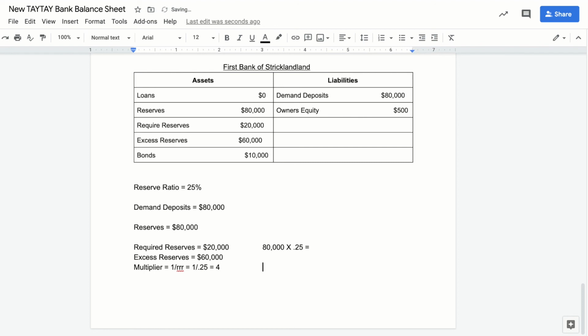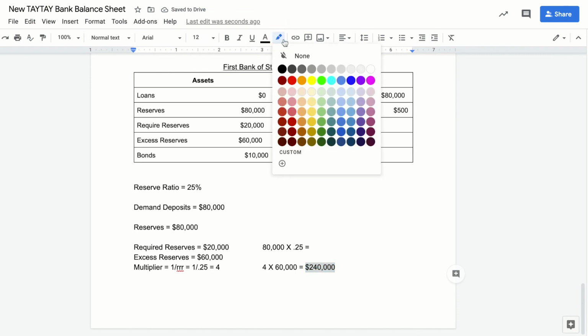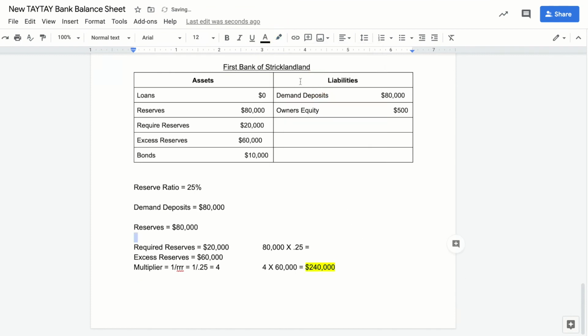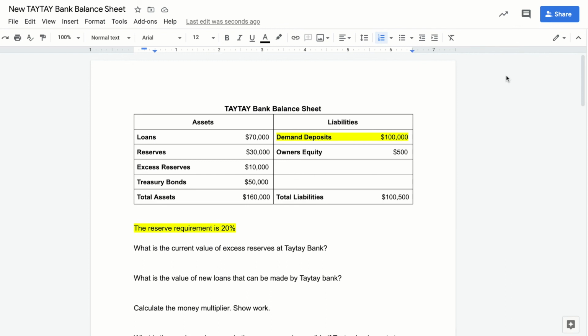If we increase loans by $60,000, our multiplier of 4 times that $60,000 is, what's 4 times 60? 120, 240. That could turn into up to $240,000 increase in the money supply. So if Strickland Bank loans out all $60,000 that they're allowed to, with a multiplier of 4, that could increase the money supply by up to $240,000.